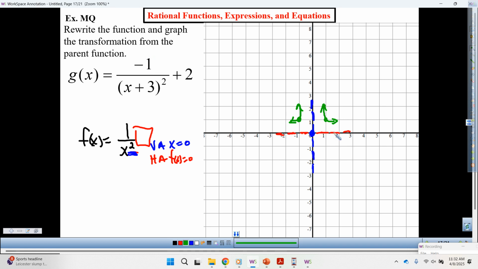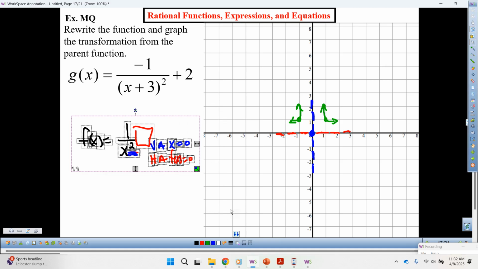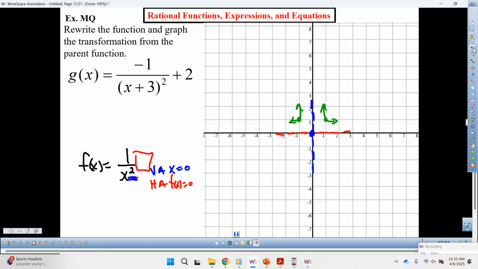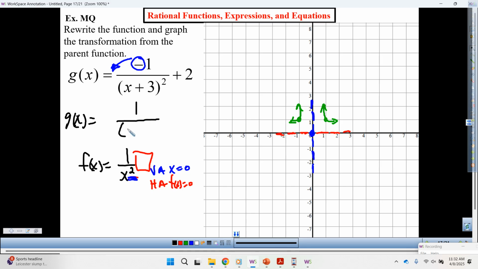You're like, what? Yeah. What needs to be in the numerator only? Tell your neighbor, what's the only thing that needs to stay in the numerator? The only thing that needs to stay in the numerator is what, Joseph? The 1. That means we need to get rid of this negative and move it to the front. Therefore, our new transform function equation is that, but with a negative in the front.